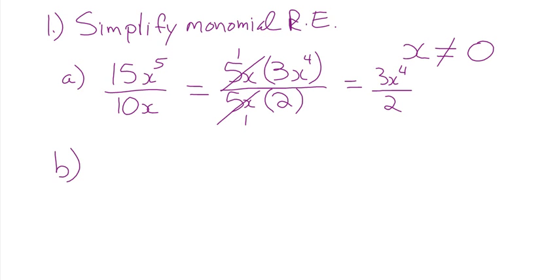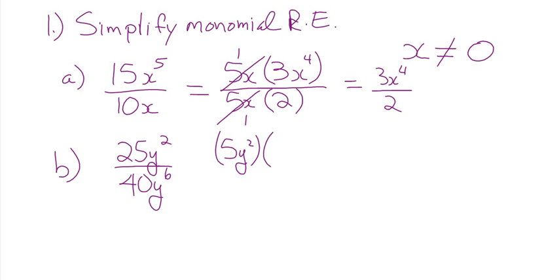Okay, let's kick it up a bit. 25y squared over 40y to the 6th. First step, greatest common factor. What's the largest number that goes into 25 and 40? 5. What's the smallest power of y? Y squared. So our greatest common factor, the one that will divide into both, is 5y squared. So 5y squared, I'll put that in brackets.